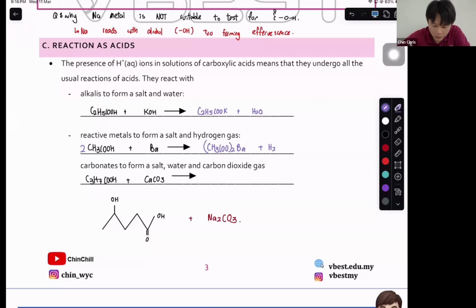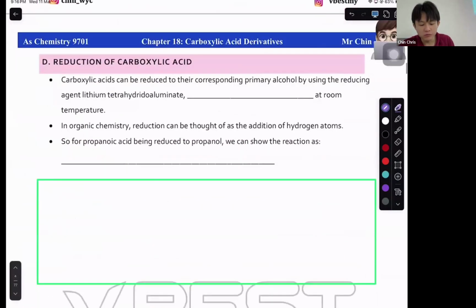Next, (C3H7COO)2Ca. Put the 2 to balance it. That's it. Okay, guys, please share your answer. And once done, let's move on. We are almost done.